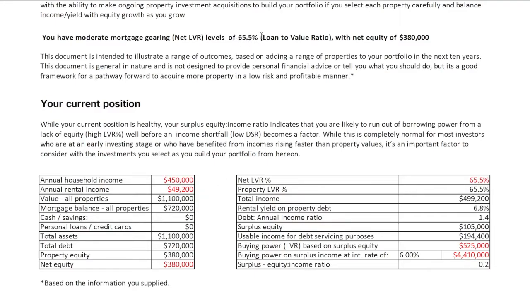He's geared to 65% right now, and net equity is $380,000. So what that means for John is his borrowing power based on income is actually really high, $4.4 million, based on purchasing investment property that yields 4.5%. But when we look at John on equity, he's limited to buying power of $525,000.